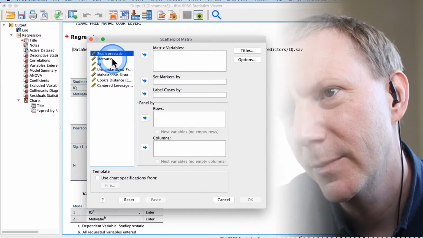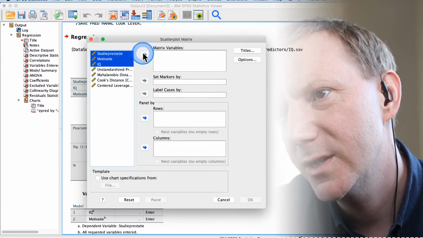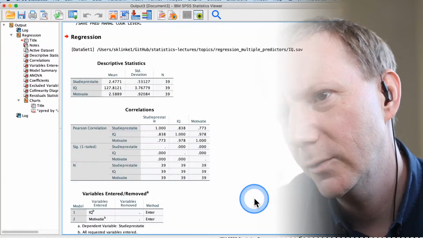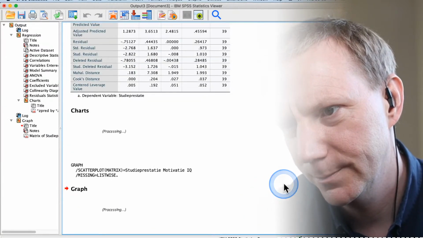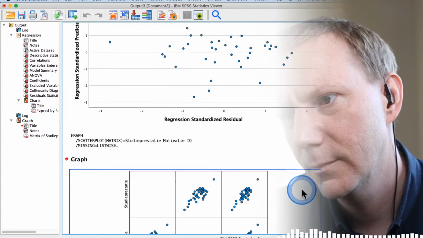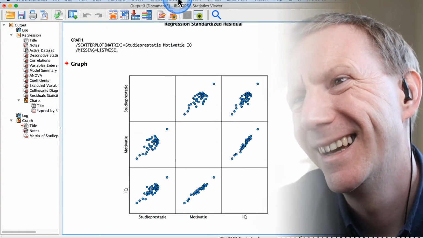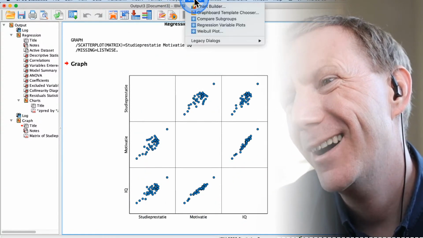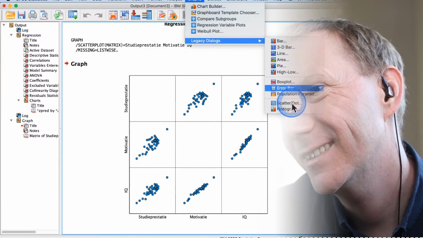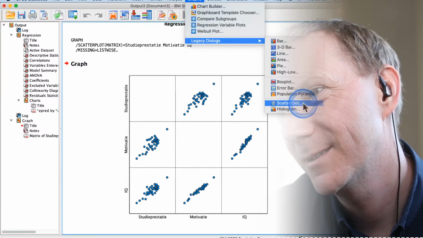You can just put in the variables that you're interested in, and it will create those scatter plots for you. Sorry, I missed how you did that. Yeah. I went to graphs, legacy dialogues, and I chose scatter plots.